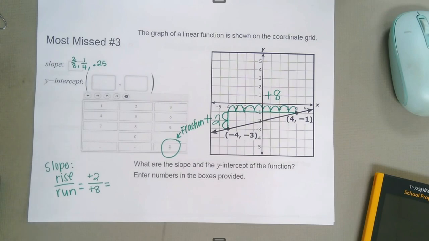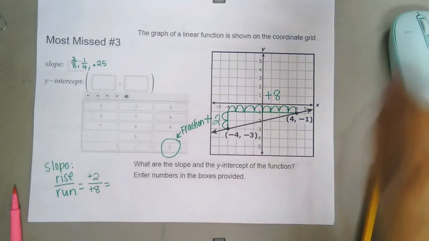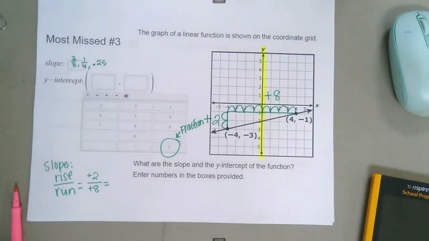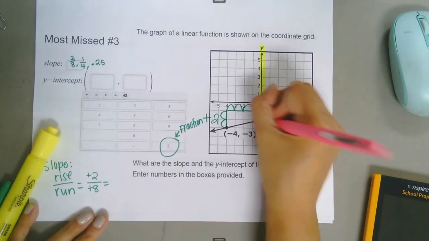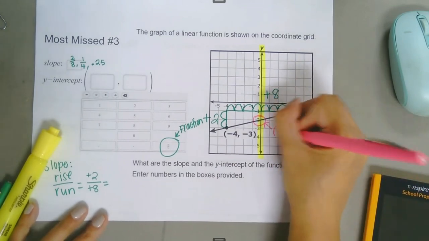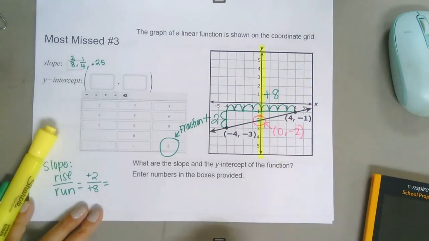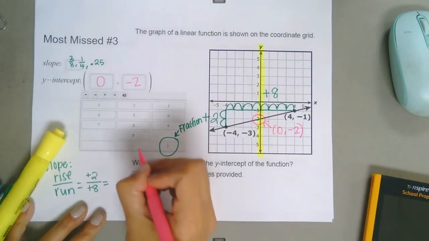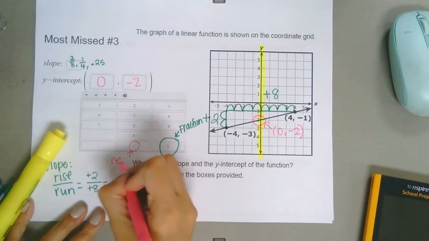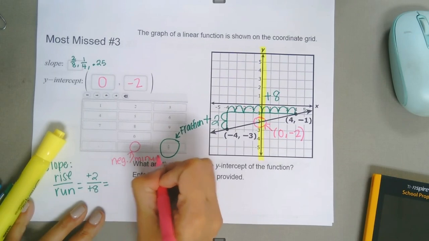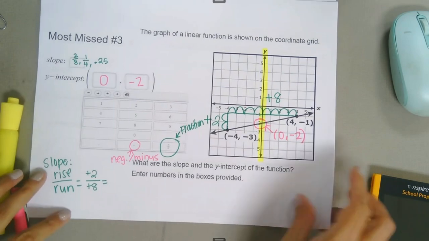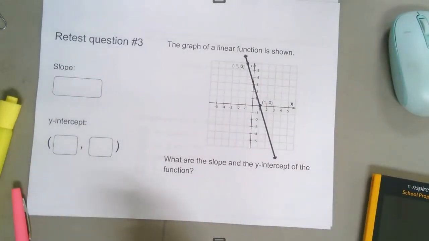Now for the y-intercept, on a graph, the y-intercept is where the graph crosses the y-axis. So here's my y-axis. And as I look for my graph, it crosses right here. And that is the coordinate 0, -2. So we should have 0, -2 in there. And this minus sign is our negative. Okay. Make sure you have all that work. Now work retest question number 3.